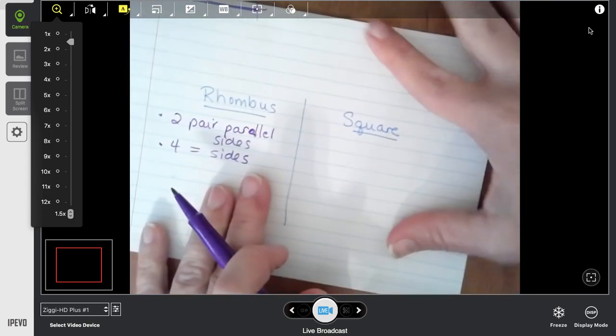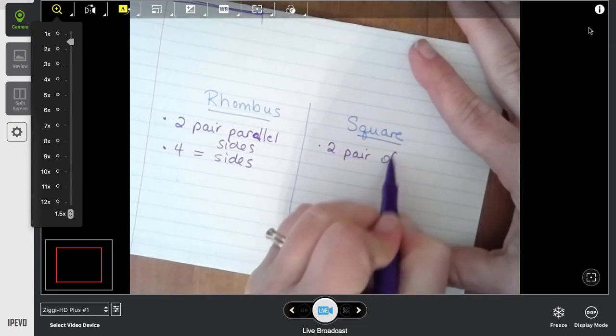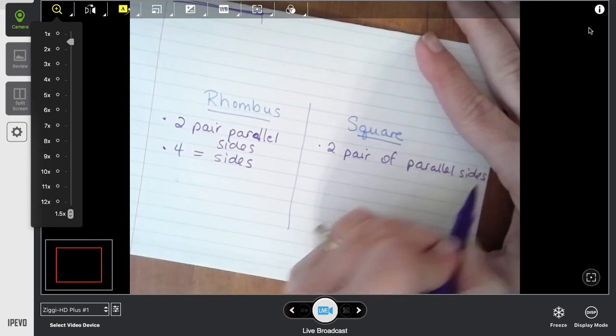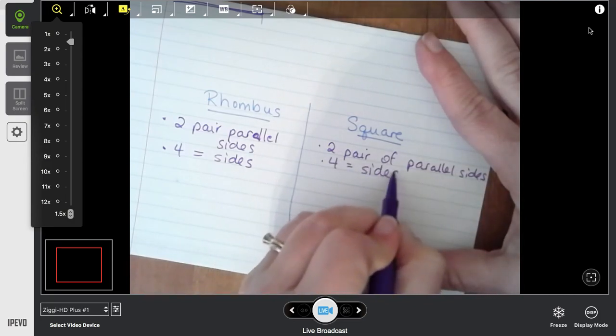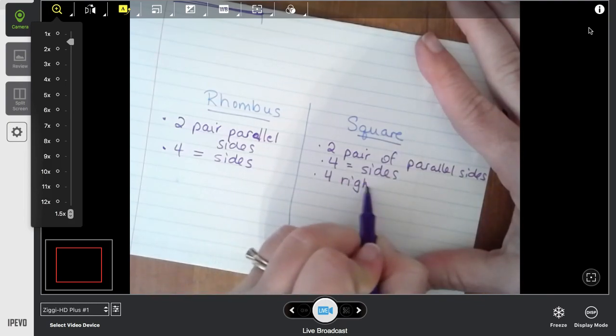All right, what are the requirements for a square? It has to have two pairs of parallel sides as well. It has to have four equal sides as well. It also has to have four right angles.